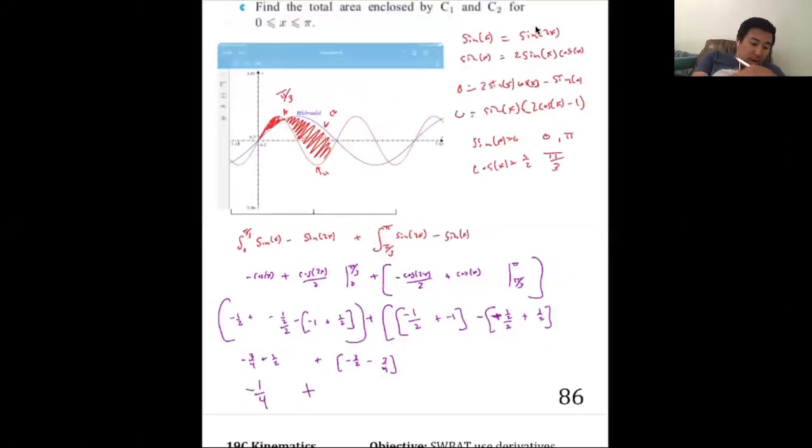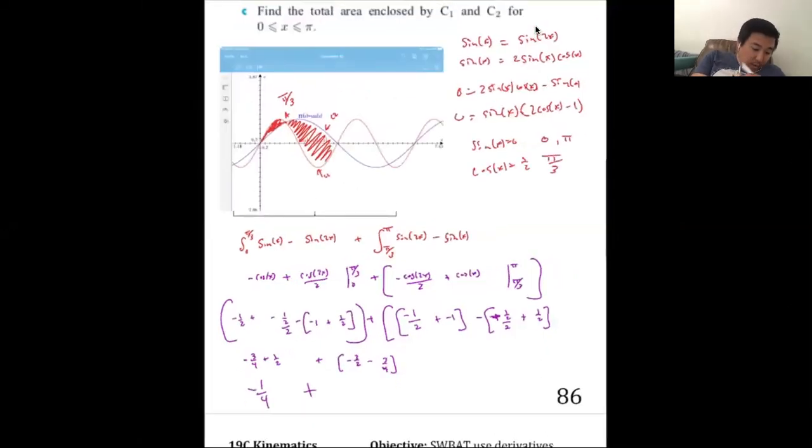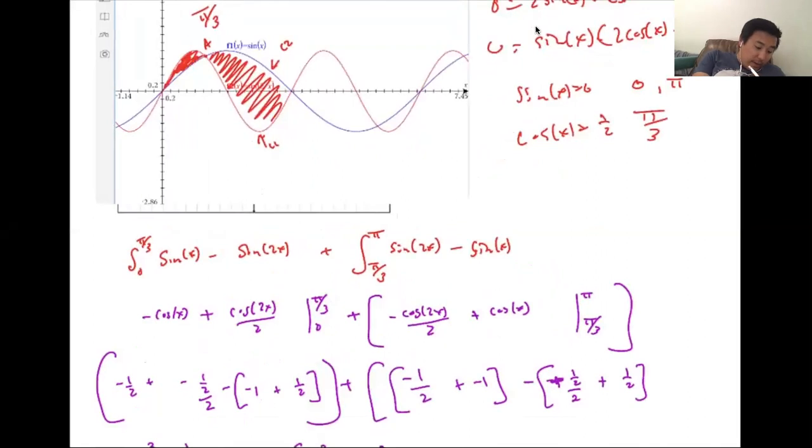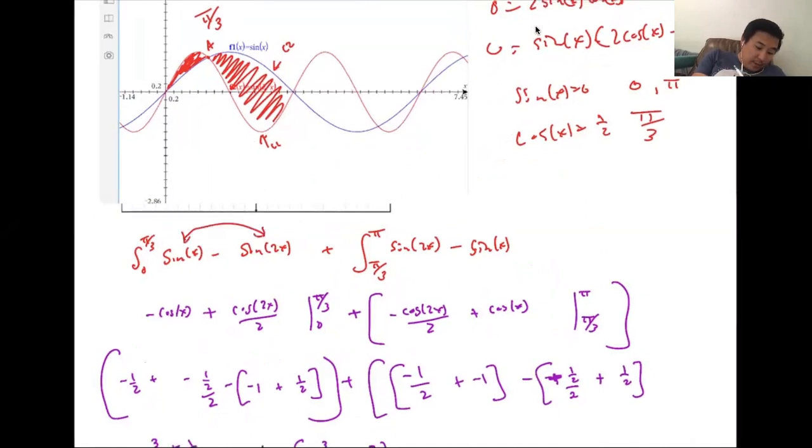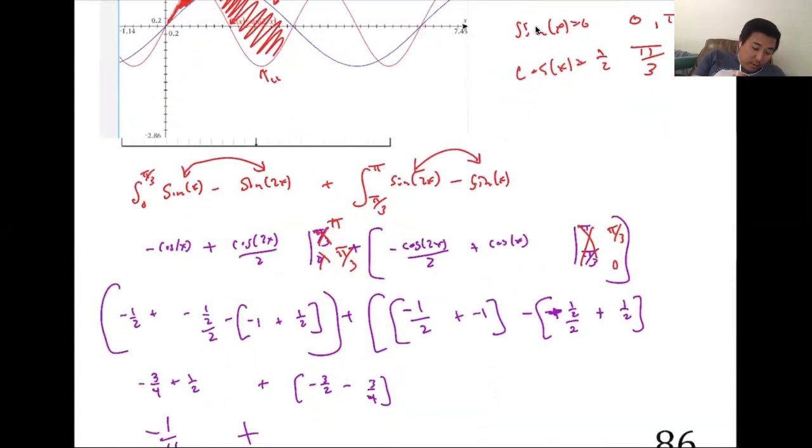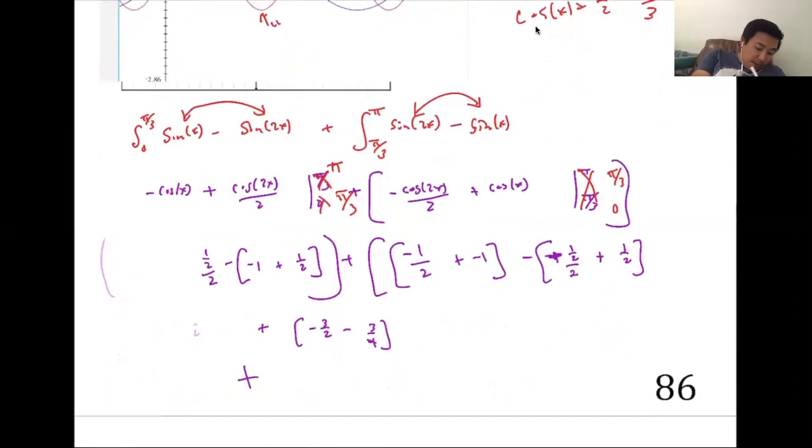Hey everyone, I'm sorry, I made a mistake here. This one should have been 2x minus sine x, and this one should have been, I should have switched these. So I'm going to make this pi over 3, and then this should be from pi over 3 and 0. So fix all that. I'm really sorry, everyone.